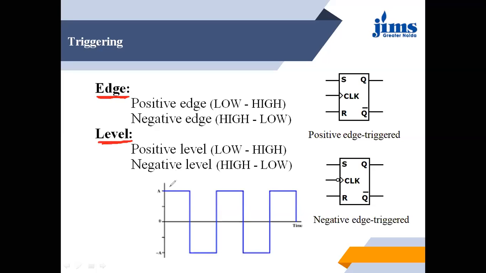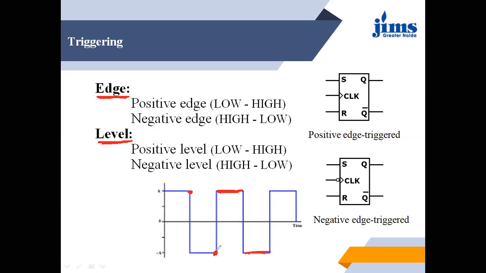So suppose this is a clock pulse that we are feeding to the circuit. Then these are called edges. This is called an edge. This is called a level. This is the positive level of this signal, and this is the negative level.